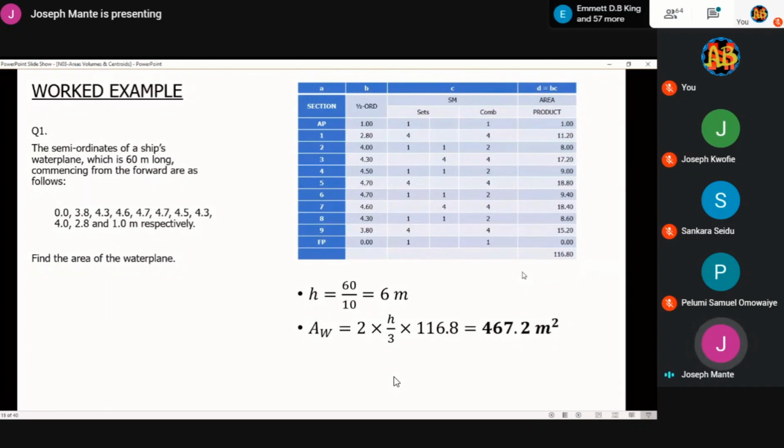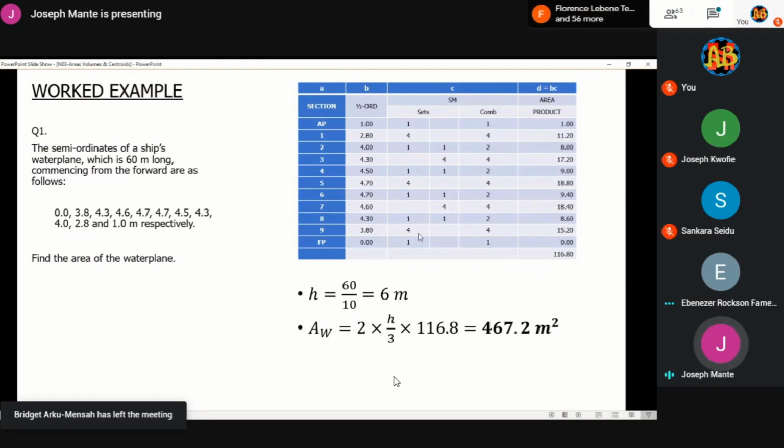Any question again? Say the h. Why did they divide it by n? All right, that is the interval.